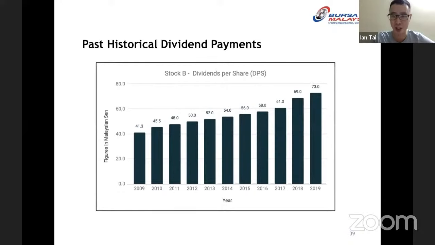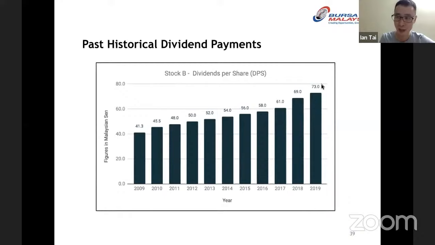As you can see, it has actually increased from 41.3 cents in 2009. So if you have been a shareholder of this company since 2009, you'll be getting 41.3 cents in dividends, 45.5, 48, 50, 52, and it goes all the way up to 73 cents in 2019.